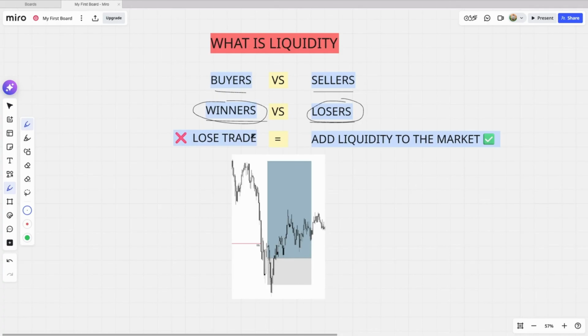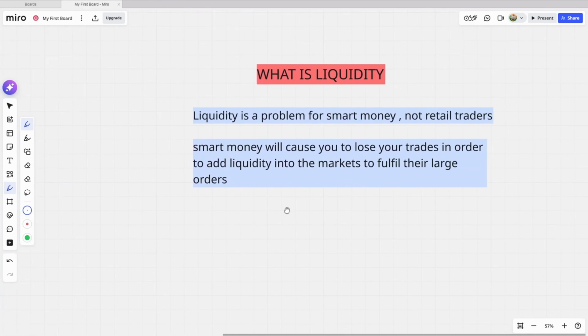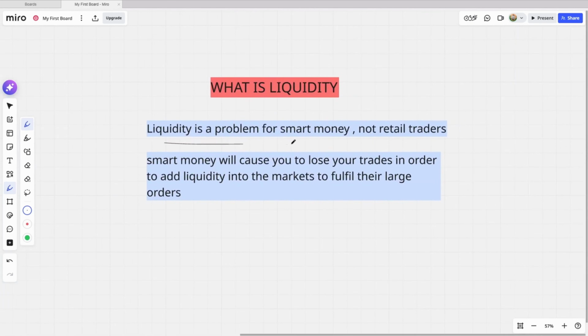Now here's the important part. Every time a trader gets stopped out of a position, that loss becomes liquidity in the market. This idea is extremely important for what we're going to talk about later. For retail traders like us, liquidity isn't really a problem. We're trading relatively small position sizes, so our orders can be filled easily. But for large financial institutions, liquidity is a very big problem.